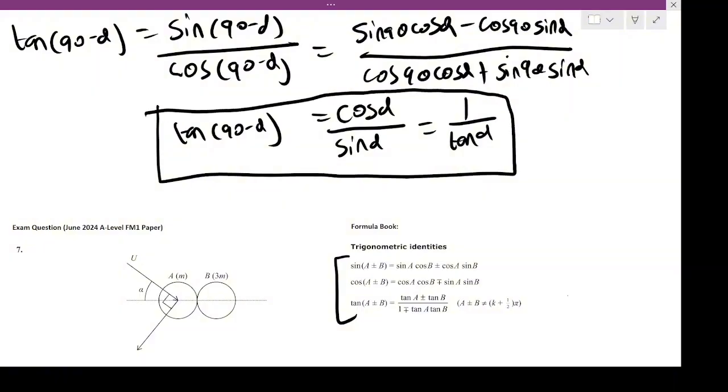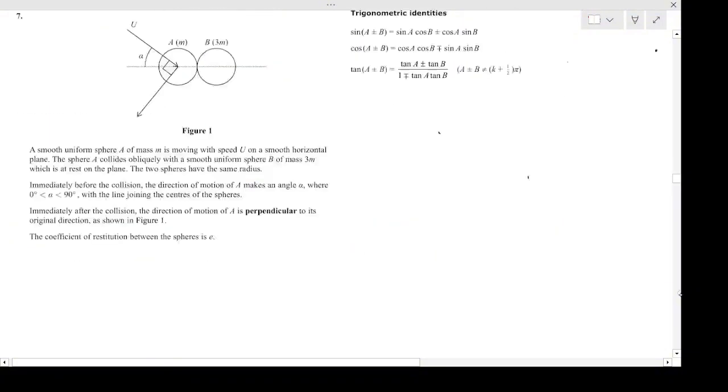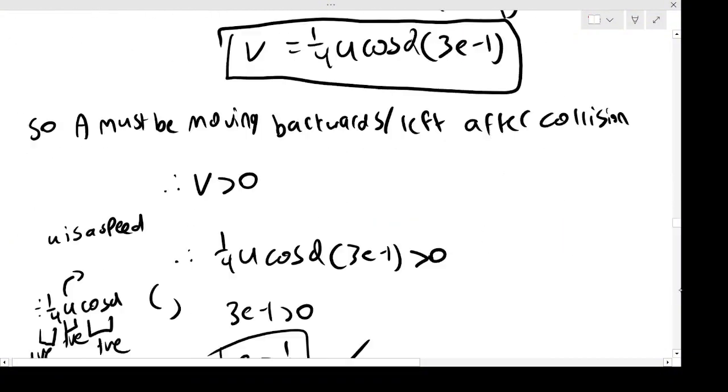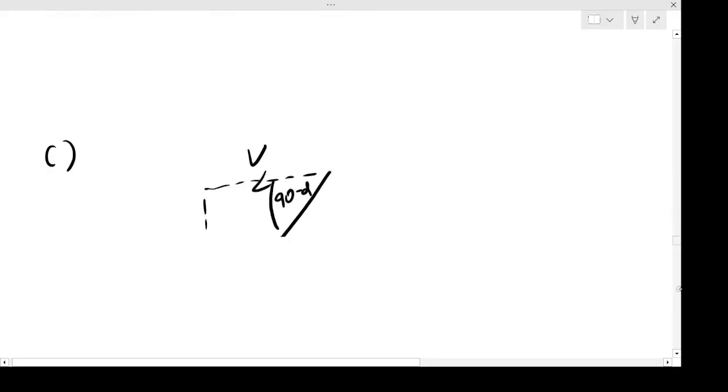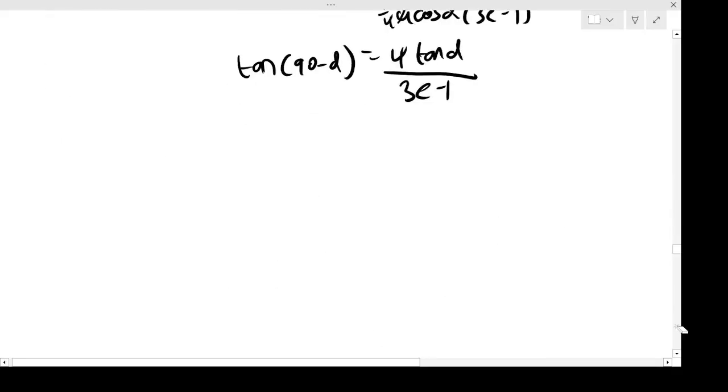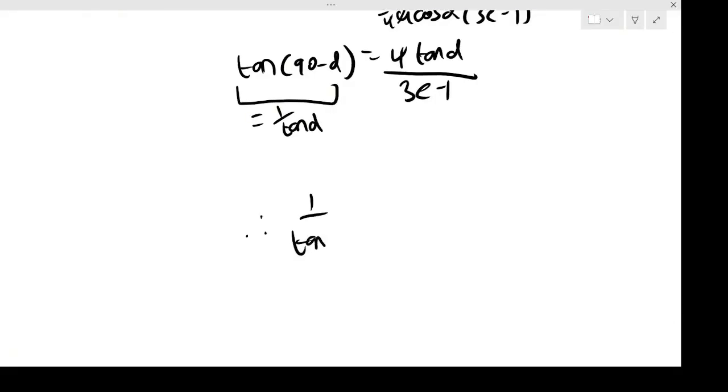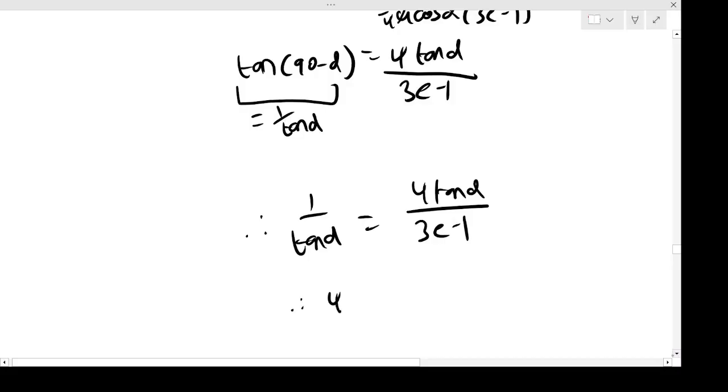Alright, hopefully you're with me here. Hopefully that made sense. So again, I use these standard formulas, which you should be comfortable with from normal maths. Right, I'm going to sub that in then. So tan of 90 minus alpha is 1 over tan. Again, I just want everything in tan, because that's what the question wants me to get to. So this is 1 over tan. Therefore, 1 over tan alpha is equal to this, so 4 tan alpha over 3e minus 1. Therefore, if I cross multiply, I get 4 tan squared alpha is 3e minus 1.